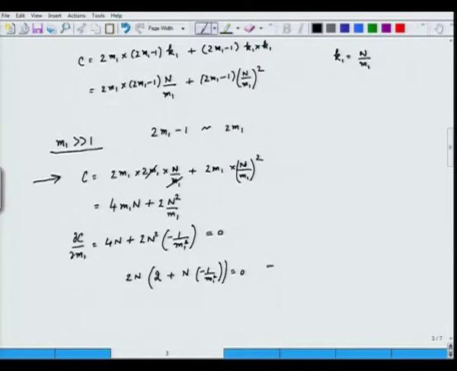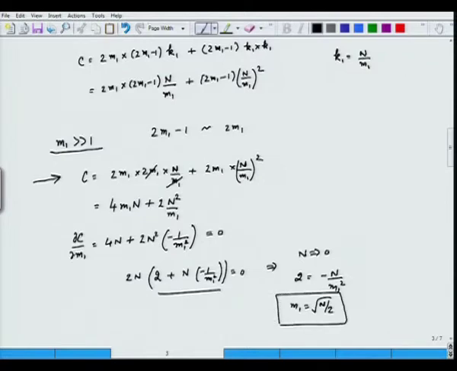Okay, so this actually implies either n is equal to 0, which is the condition I am not looking for. So, if this is 0, this is what will give me the answer. So, this has to be 2 plus, so 2 will be equal to minus n by m1 square. So, m1 will be nothing but root of n by 2. So, this will be the answer.